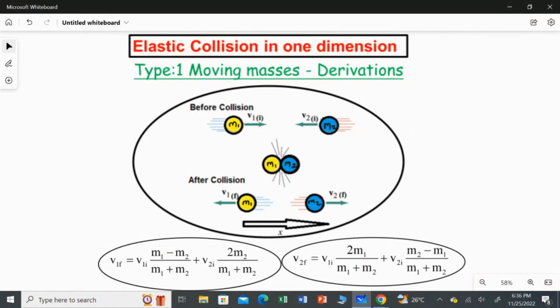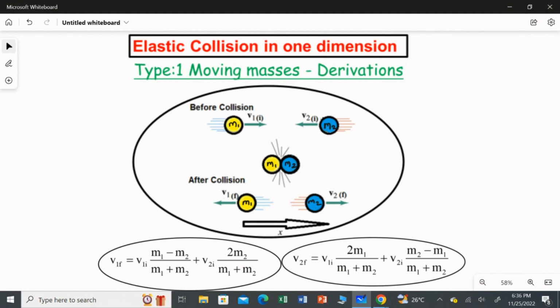In this video, I am going to explain the elastic collision in one dimension. In elastic collision, we have two different cases. In this video, I am going to explain the first case. So for getting the idea for the first case, you have to see the figure.